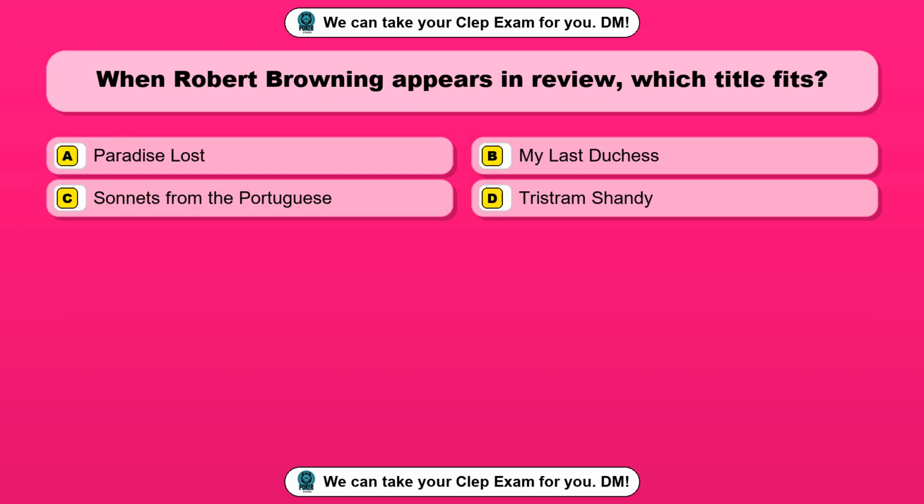Question 46. When Robert Browning appears in review, which title fits? Option A, Paradise Lost. Option B, My Last Duchess. Option C, Sonnets from the Portuguese. Option D, Tristram Shandy. The correct answer is option B.